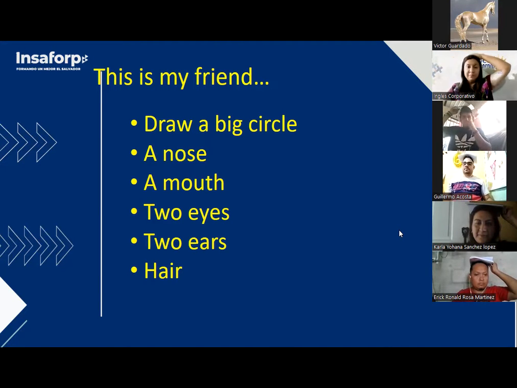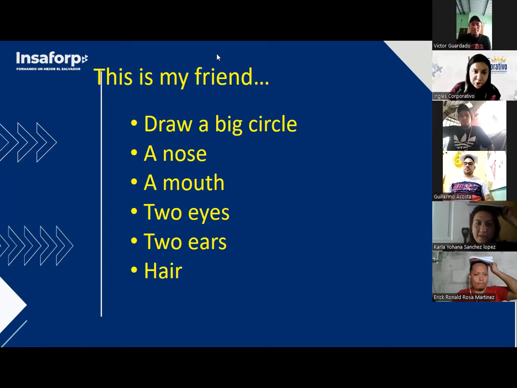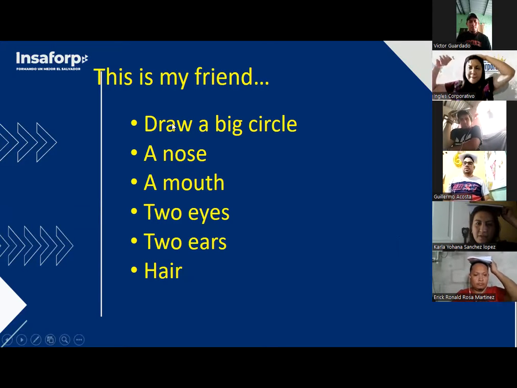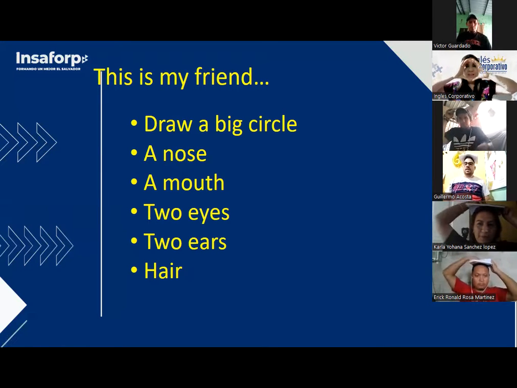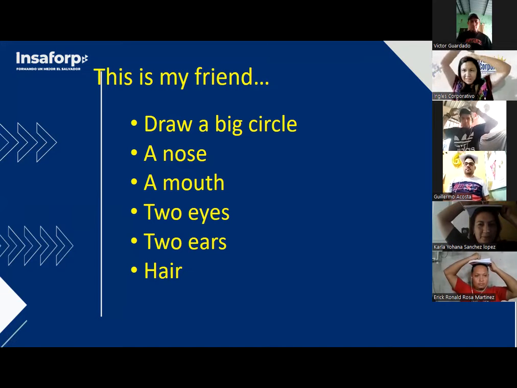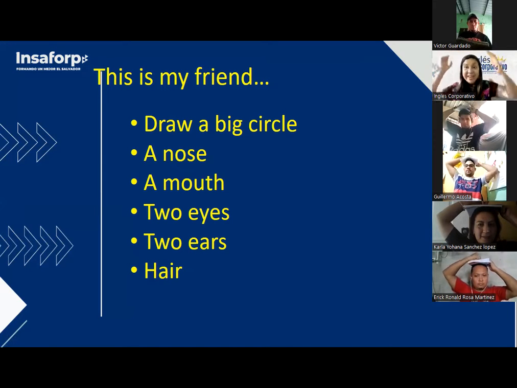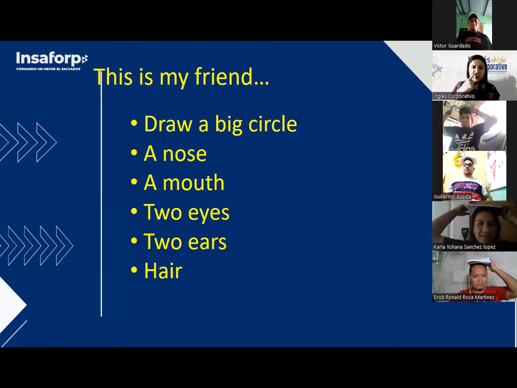Okay. Now, guys, you are going to draw. Van a dibujar. You're going to draw. Draw es dibujar. La palabra draw. Draw a big circle. Dibuje un círculo grande. A big circle. Big. No van a ser chiquito. Big. Grande.